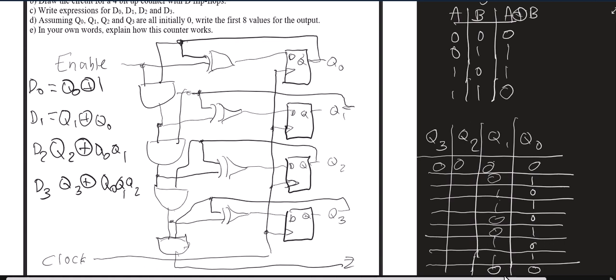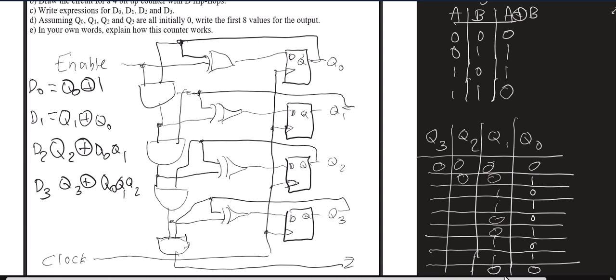Okay, so now let's look at Q2. So Q2 is going to be the exclusive OR of Q2 and Q0 and Q1. So it's going to be the exclusive OR of Q2 with these ANDed together. So Q1 and Q0, what's that? 0. And so the exclusive OR of 0 and 0 is 0.